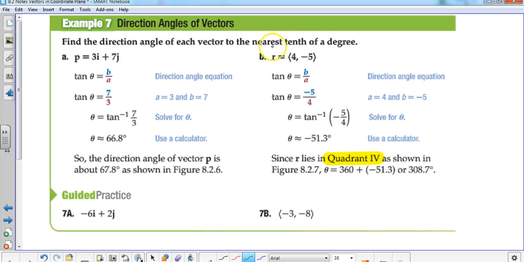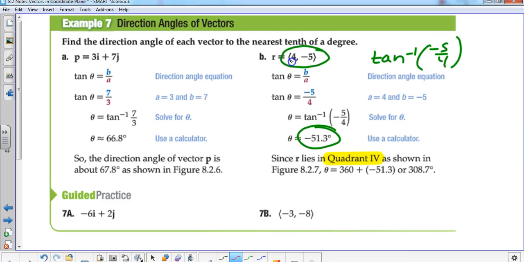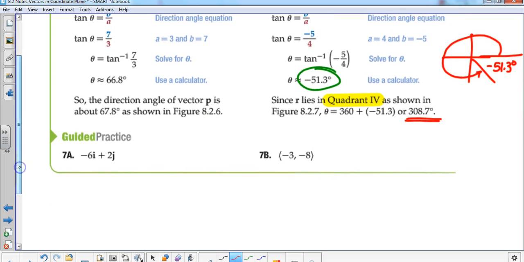Look what happens. If you're doing this question right here, you do inverse tangent of negative 5 over 4. The calculator gives you negative 51. Is 4, negative 5 in quadrant 4? Well, 4, negative 5 is in quadrant 4, right? This is a negative 51.3 degree angle, and I would honestly take that. What's another name for that same spot? You could add 360 and get 308.7. But let's talk about these two questions real quick, and then we'll do the 2 on the notes and we'll be done.